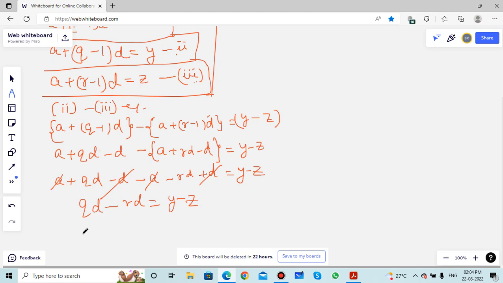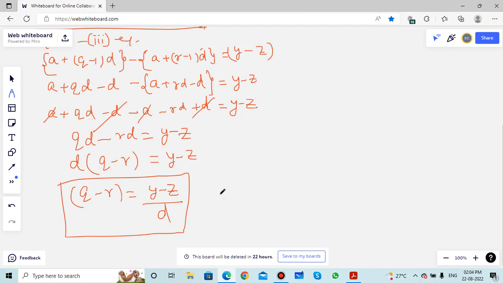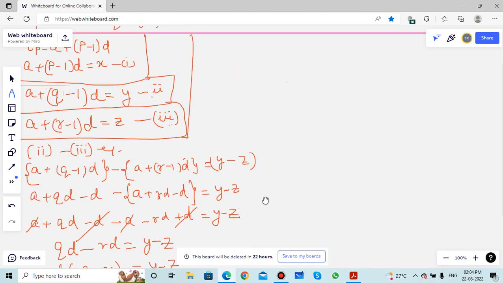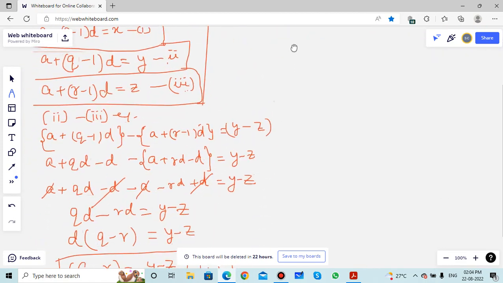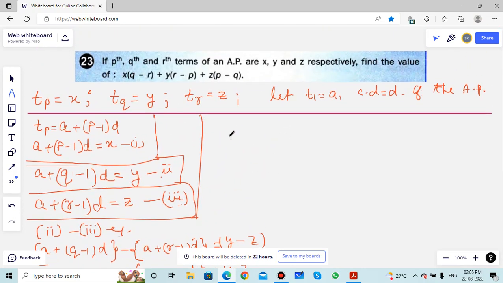I can take d common. What is left? q minus r into d is equal to y minus z. So we can find q minus r. So q minus r is equal to y minus z upon d. So let it be the fourth equation. Now coming back, we have got q minus r. You can see this is q minus r. Why we got it? Because we can substitute it here.